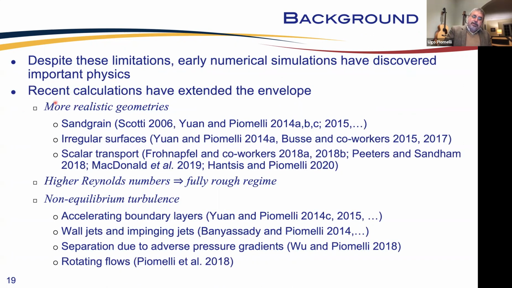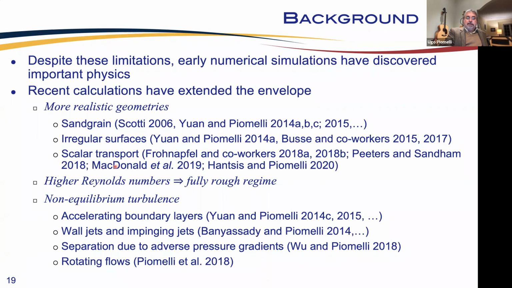Now, recent calculations have been able to extend the envelope by looking at more realistic geometries, higher Reynolds number, and non-equilibrium turbulence. More realistic geometries are things like sand grain or irregular surfaces like the surfaces of the hydroelectric turbines that I showed before, or the work that Neil Sandham and Angela Busse have carried out, first at Southampton, and then now Busse is at Glasgow, I believe.